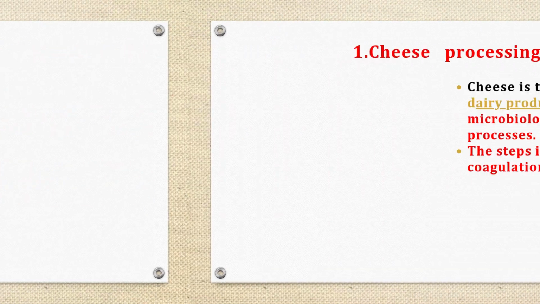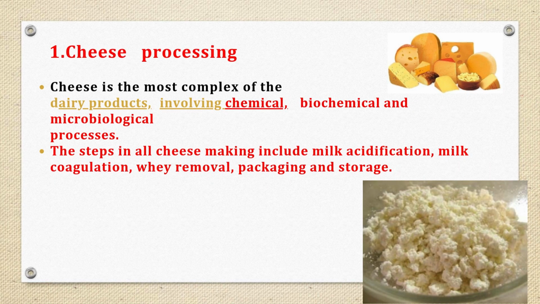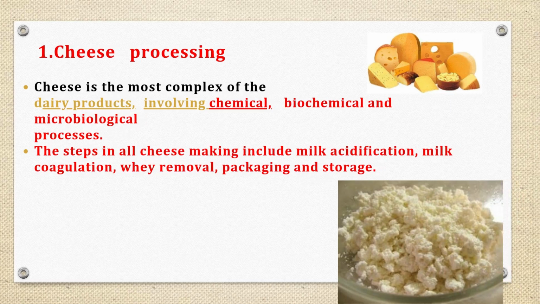Coming up, we'll discuss our first major dairy product, cheese. Cheese processing is a captivating subject. Cheese is the most complex of the dairy products, involving intricate chemical, biochemical, and microbiological processes. The fundamental steps in all cheese making include milk acidification, milk coagulation, whey removal, and finally, packaging and storage.